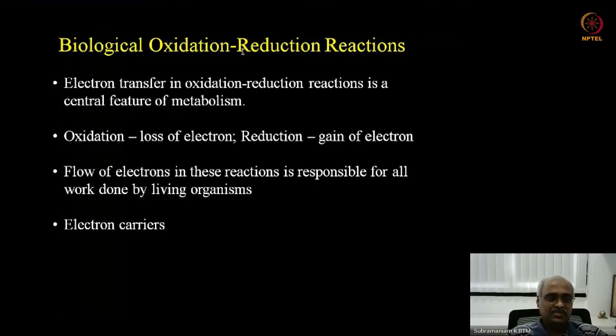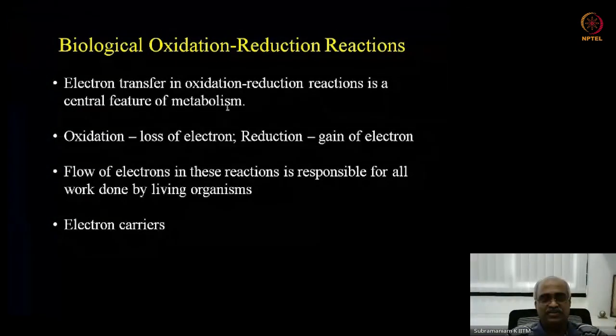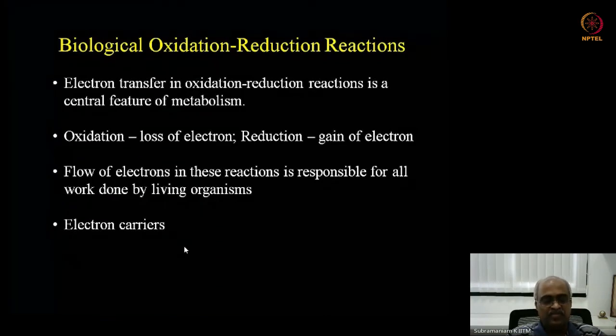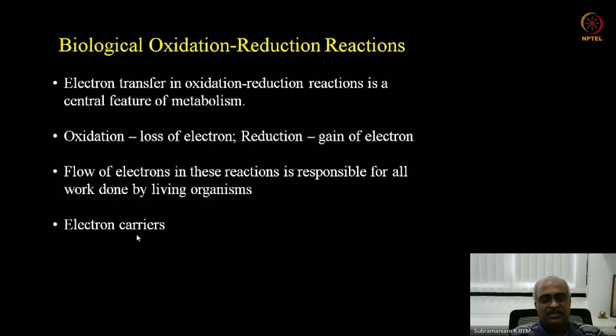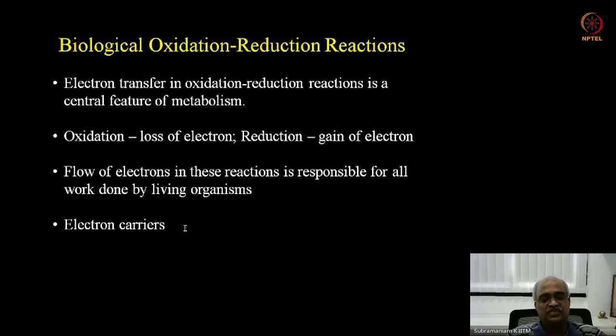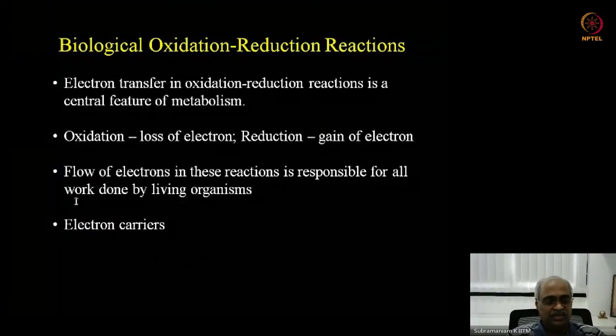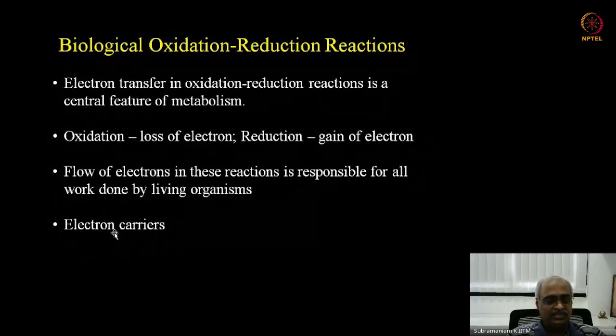Okay. So this is a central feature of metabolism, electron transfer in oxidation reduction reactions. So you already know this: oxidation, loss of electron, reduction, gaining electron. Then flow of electron in this is responsible for the work. And electron carriers are the temporary molecules that take up electrons, and these are the ones that create those incremental steps, making multiple transducers possible. So we will have a good discussion, a 4 or 5 slide discussion, appreciating the beauty of the structures of these electron carriers later.